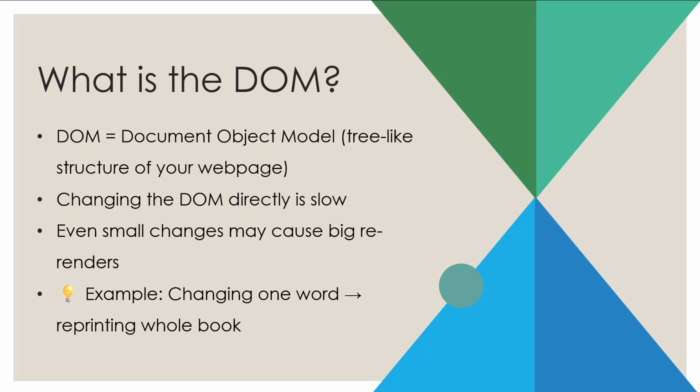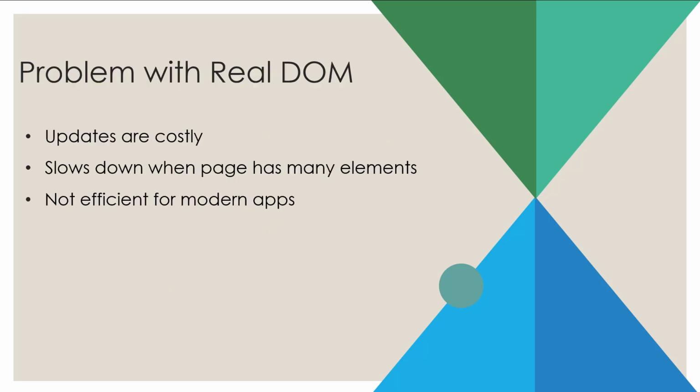There are a few challenges when we are updating the real DOM. The application becomes very slow. Even a small change can make the browser re-render the entire page or a large part of it. Imagine you change just one word in a book but the printer reprints the whole book. It is wasteful, right? So this is the problem with the real DOM. Updates are costly, it slows down when the page has many elements, and it is not efficient for modern apps.